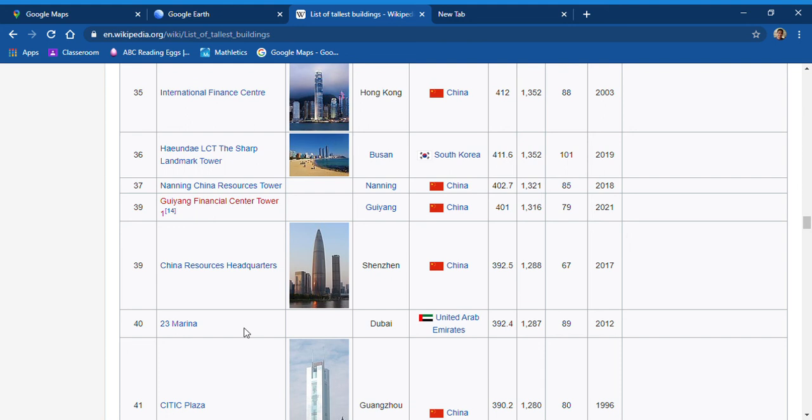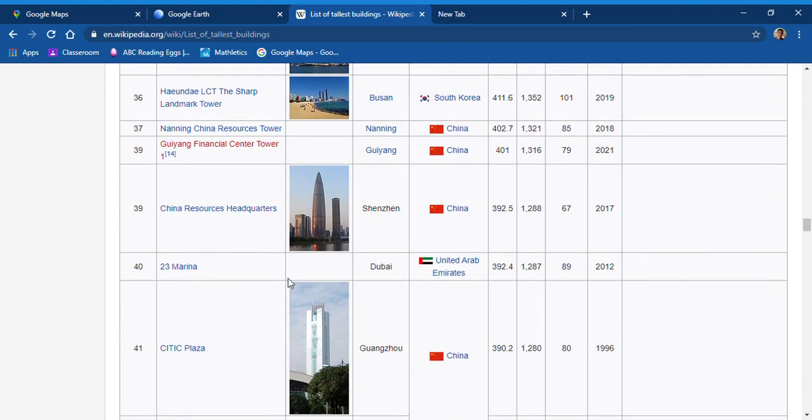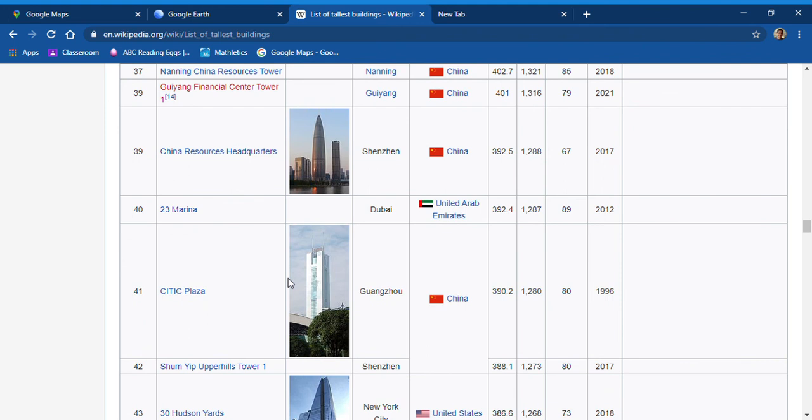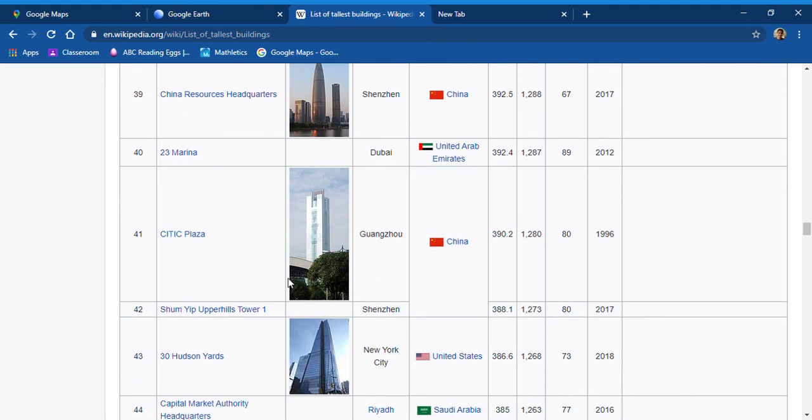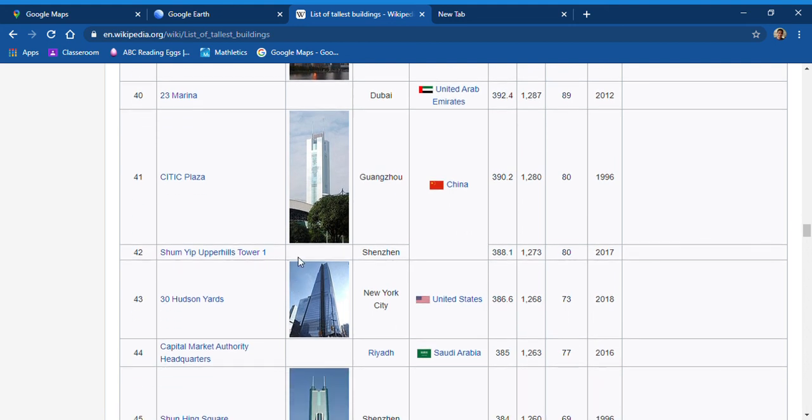Number 40, Marina 23, Dubai, United Arab Emirates, 392.4 meters, 1,287 feet, 89 floors, 2012. Okay. 41, CITIC Plaza, Guangzhou, China, 390.2 meters, 1,280 feet, 80 floors, 1996. Now I'll do one more and then I'll continue in the next video.